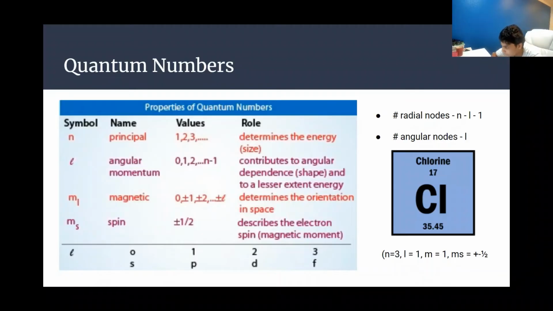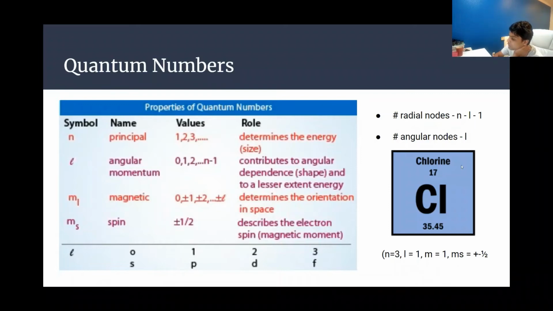Then spin is just plus or minus one half. Since 2 electrons can be in one orbital, they have to have different spins. If a question asks you to find the number of radial nodes, it's just n minus l minus 1, and the number of angular nodes is just l.